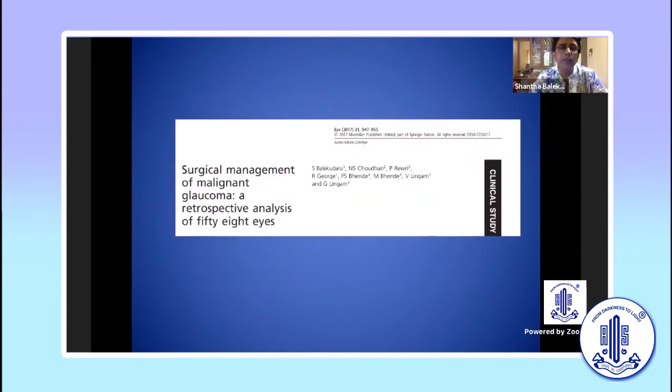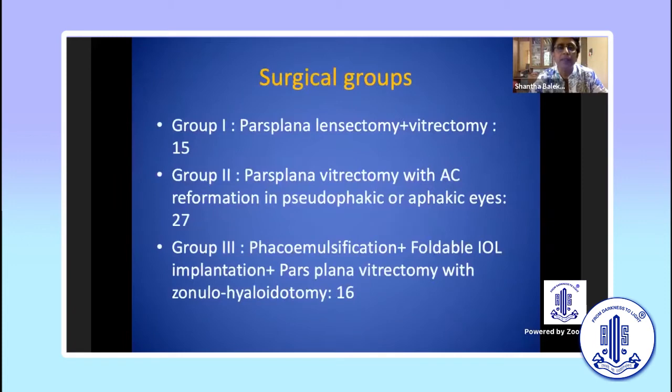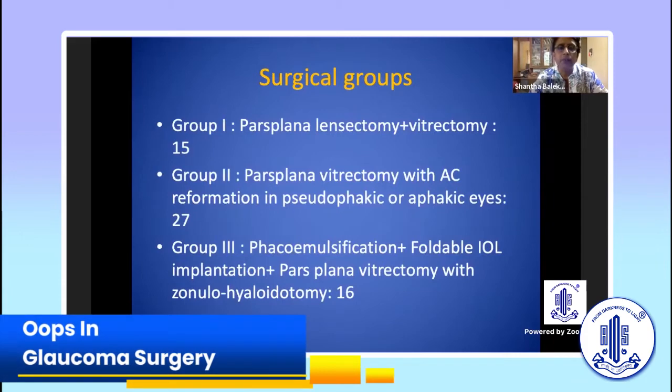So we have reported our cases of about 58 eyes which required surgical management after the initial medical therapy. So first we initially tried pars plana lensectomy and vitrectomy. This went on to pars plana vitrectomy with iridozonulohyaloidectomy in pseudophakic eyes. Now in phakic eyes, we do phacoemulsification with a foldable IOL implantation with pars plana vitrectomy with a zonular hyalodotomy.